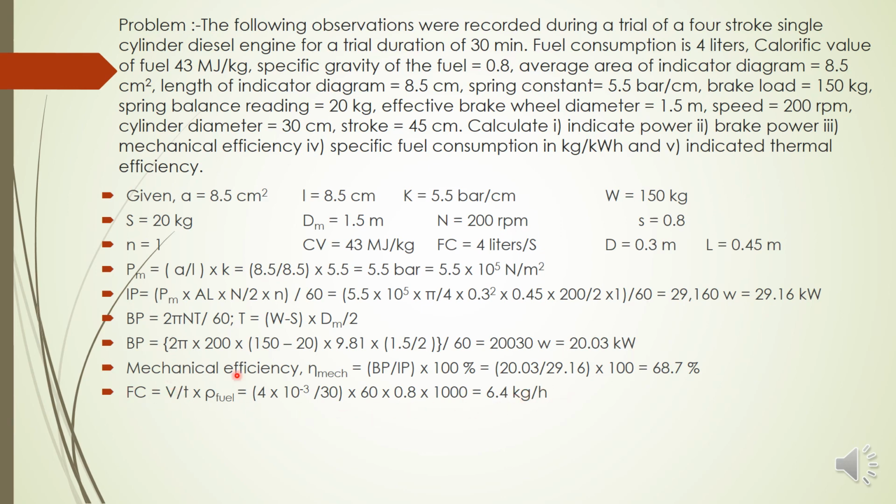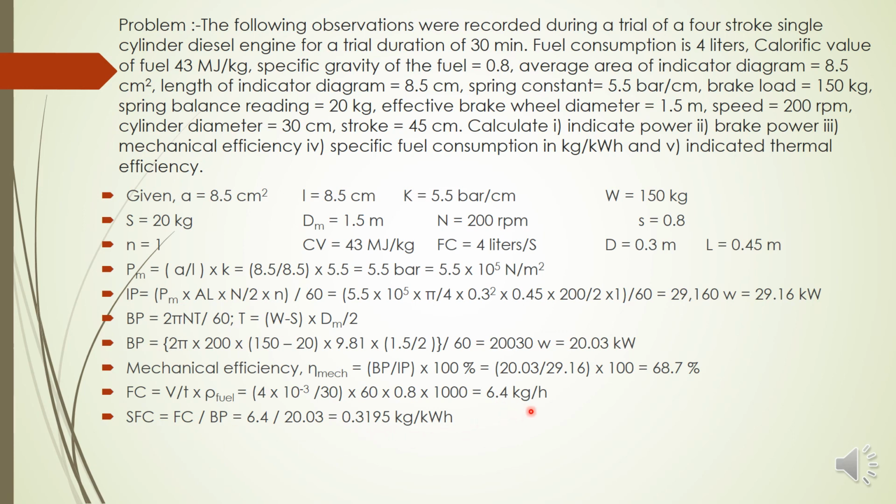So like this we can find the fuel consumption. Mostly volume flow rate is given, so convert that into meter cube per hour and multiply by density. Now specific fuel consumption is the ratio of this fuel consumption in kilogram per hour to brake power. So directly we can get specific fuel consumption, 6.4 divided by 20.03, so 0.3195 kilogram per kilowatt hour.